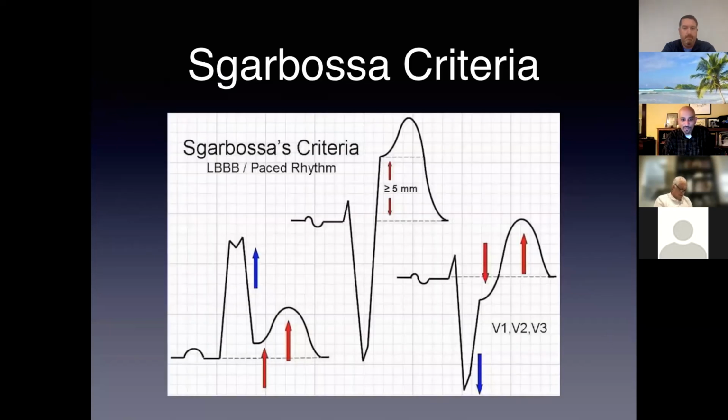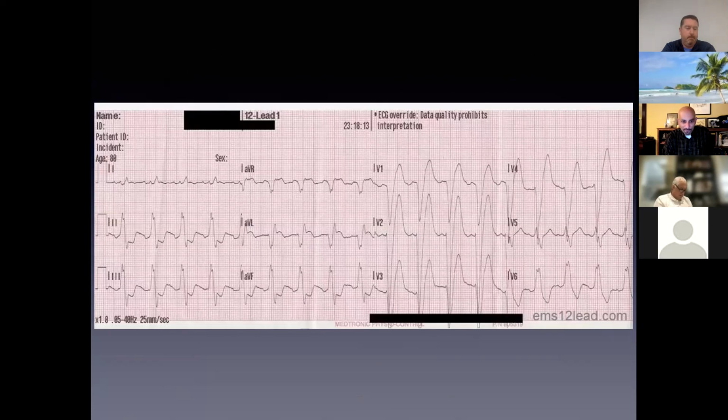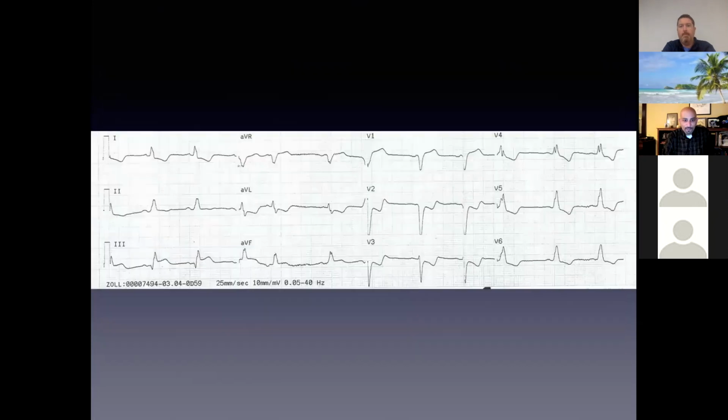So I'm not going to talk about Sgarbossa criteria. I'm going to skip that. I don't think that's of much value. But here again, you get the sense that there's something going on with this ST segment and this T wave going in the same direction of the QRS, and that this isn't a normal bundle branch block.